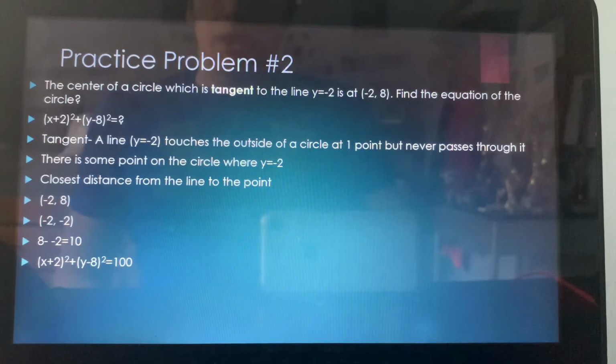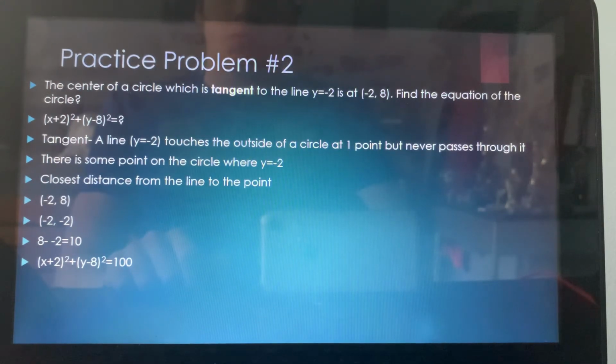So for example, we have the center at negative 2, 8. So we know the closest way to get to somewhere with the y value of negative 2 is if the x value stayed the same, it would be straight down. So we go straight down 10. Does that check out? Yeah, because it's negative 2, 8, and you go down 10 and get to negative 2, negative 2. And the y value here is negative 2, meaning it falls on the line y equals negative 2.